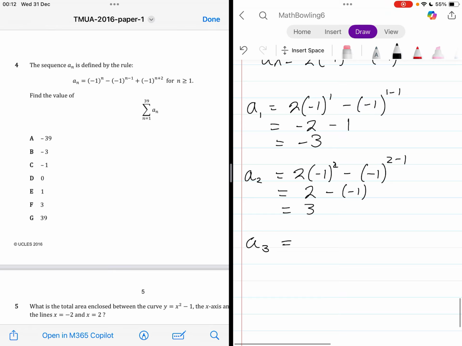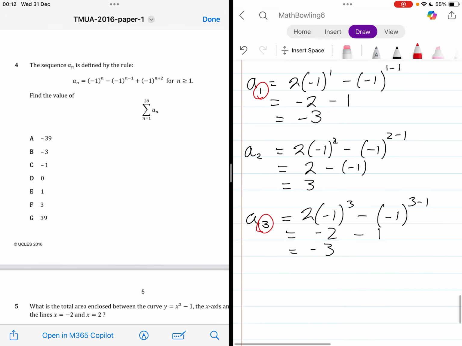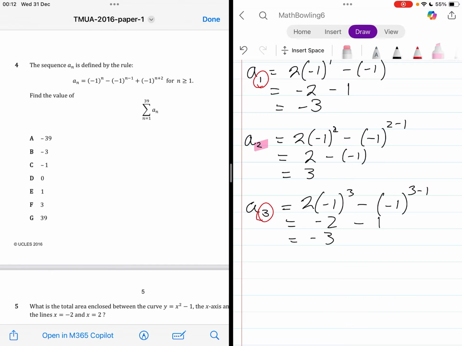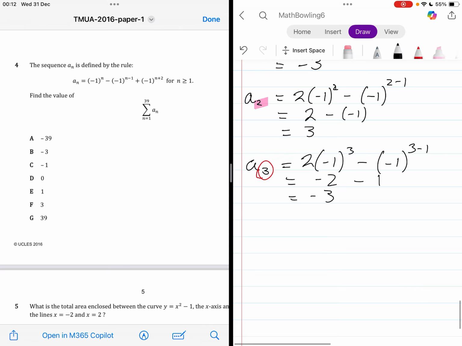A of 3 is going to equal 2 lots of minus 1 to the 3 subtract minus 1 to the 3 minus 1. So we're going to have minus 2 subtract 1, because minus 1 squared is going to be positive 1. So minus 3. And what we can notice here is that all of these odd terms are always going to be negative 3, and all of the even terms are going to be positive 3. So we can write that more generally. A of 2k plus 1 is going to equal minus 3, and A of 2k is going to equal plus 3.